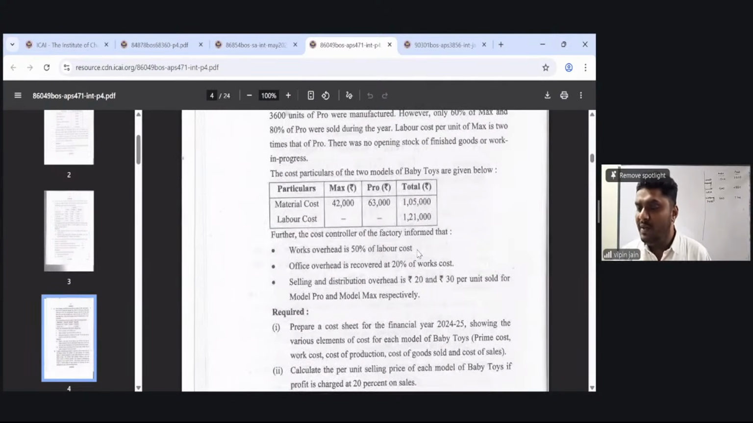You are required to prepare a cost sheet. So herein, this is just free marks for you guys. The point is you have to calculate the labor cost, which you can do easily. So can anyone tell me what will be the labor cost of Max and Pro? Waiting for your answers, guys. Can anyone tell me what will be the labor cost of Max and Pro?